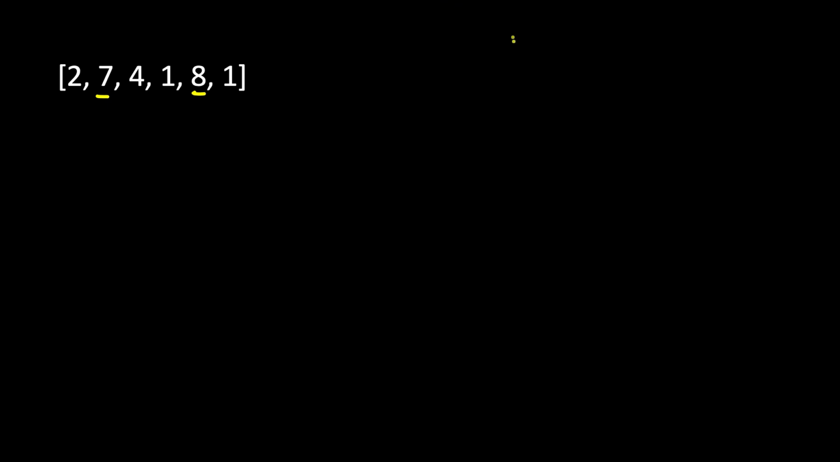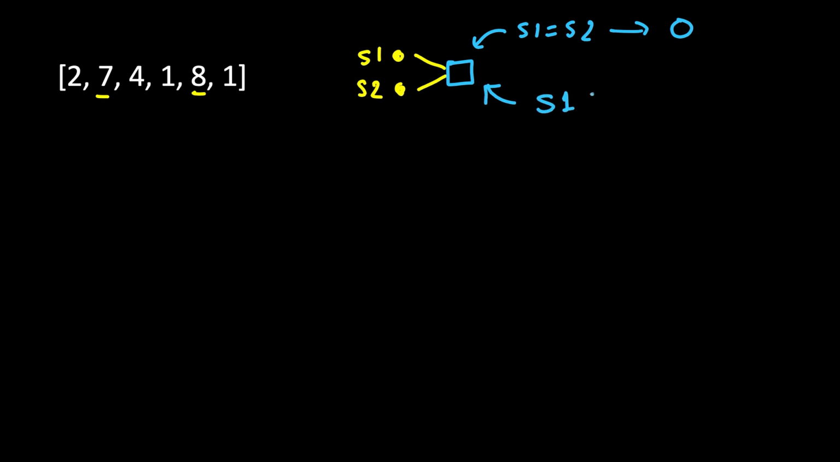If you have stone S1 and stone S2, you collide them against each other. The result will depend on two things. One is that S1 equals S2. In that case, both will get destroyed because their weights are equal. The other case is that S1 is greater than S2, or S2 greater than S1. That is, they are not equal.